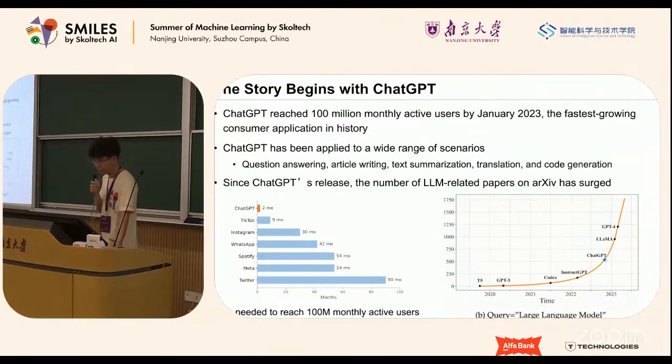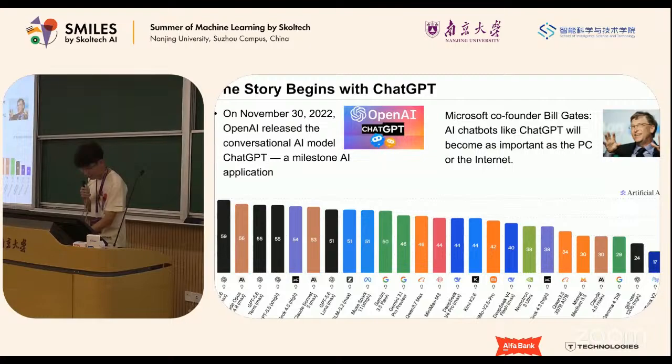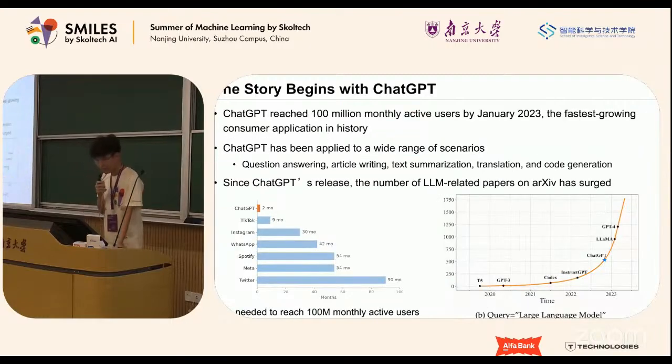Looking at the adoption rate, ChatGPT reached 100 million monthly active users by January 2026, the fastest growing consumer application in history. ChatGPT has been applied to a wide range of scenarios, such as question answering, article writing, text summarization, translation, and code generation like Claude Code and Codex. Since the ChatGPT release, the number of LLM-related papers on arXiv has surged a lot, making the start of a massive research boom. And other recent research has also increased this trend a lot.